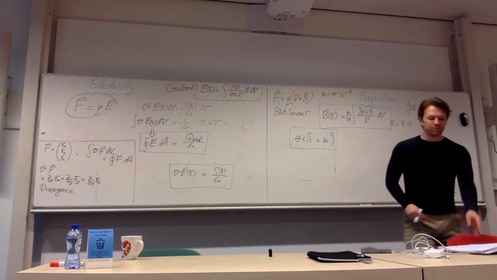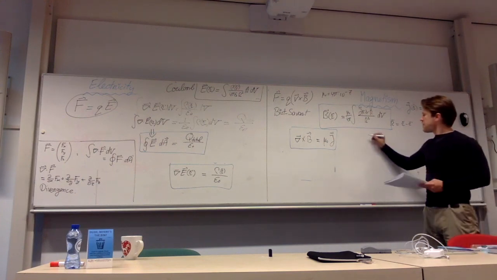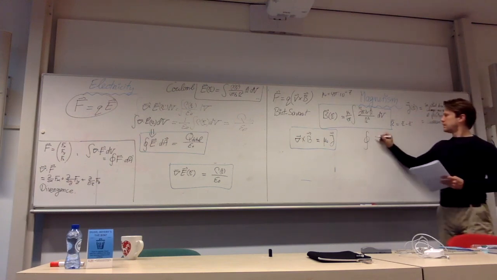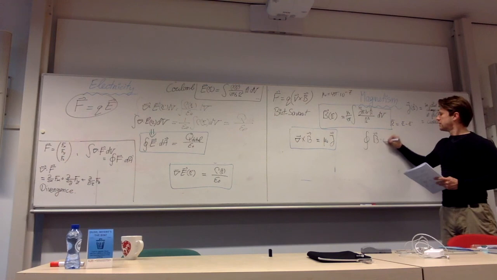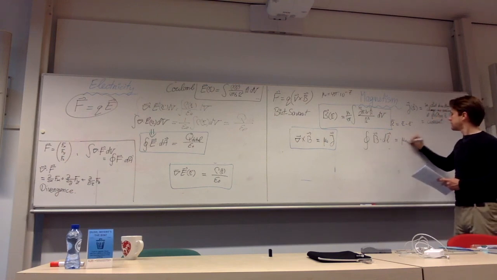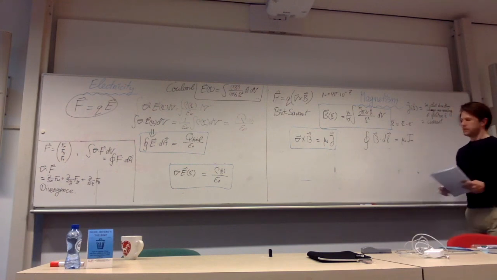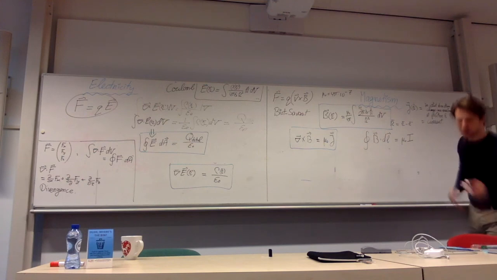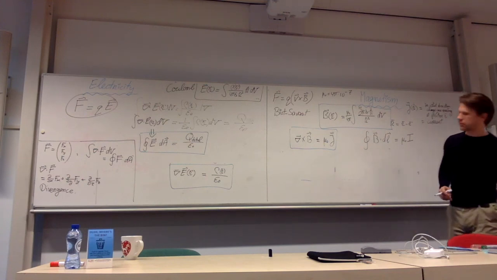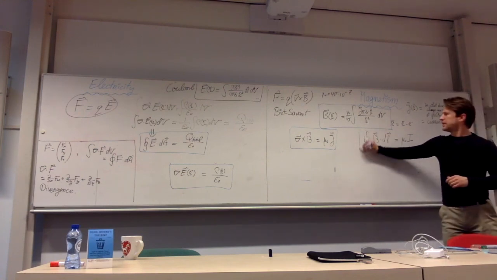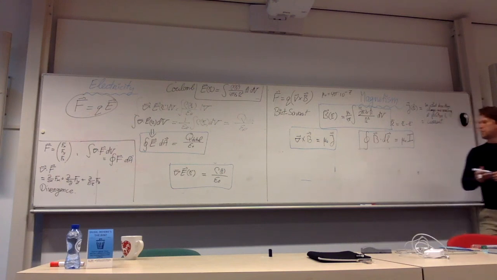Then there's a final one. Again, skipping the mathematical steps. That's the third one. Somebody sees a blue marker. I'm very happy. There it is. That's the third one. All right.